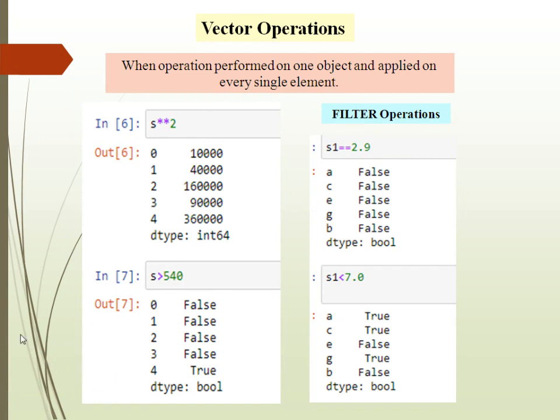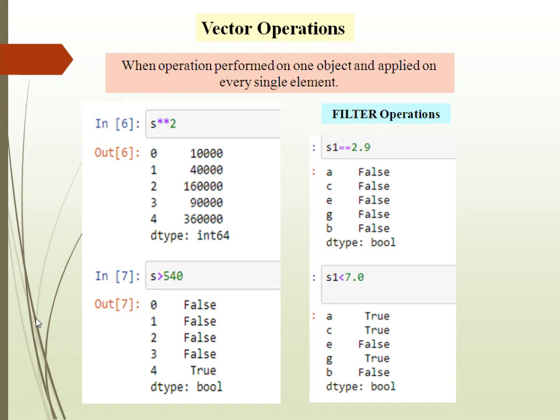S should be greater than 540. So I have written it for the S only, but it applies to every single element present in the series. The answer is false, false, false and true. Boolean values I'll get.